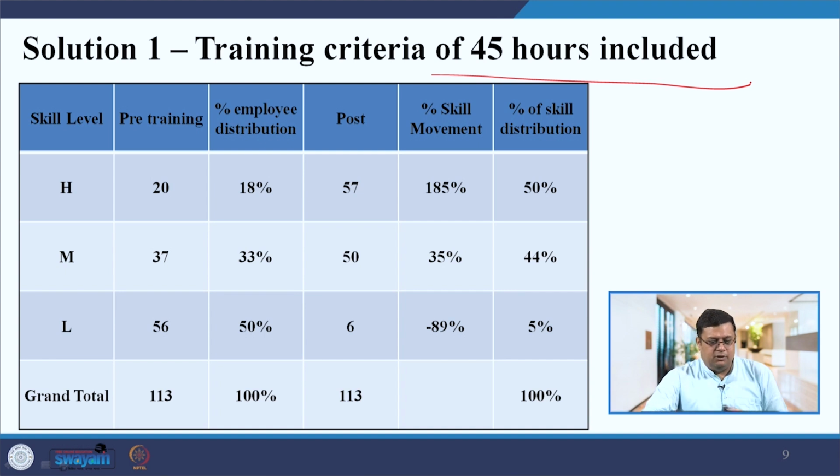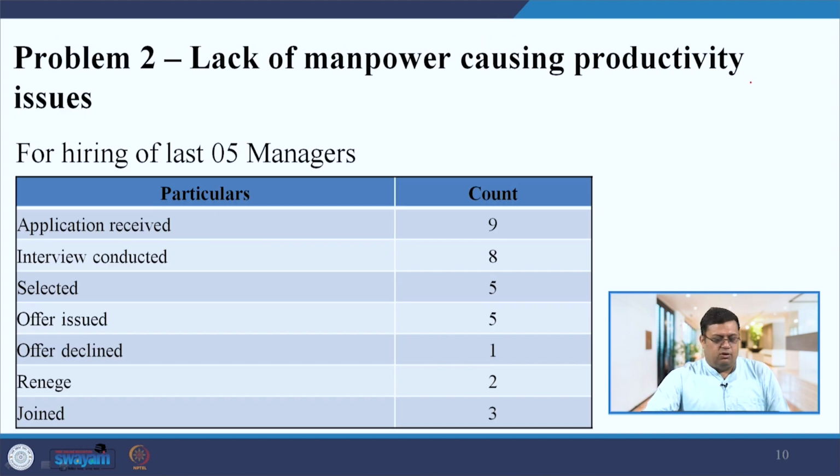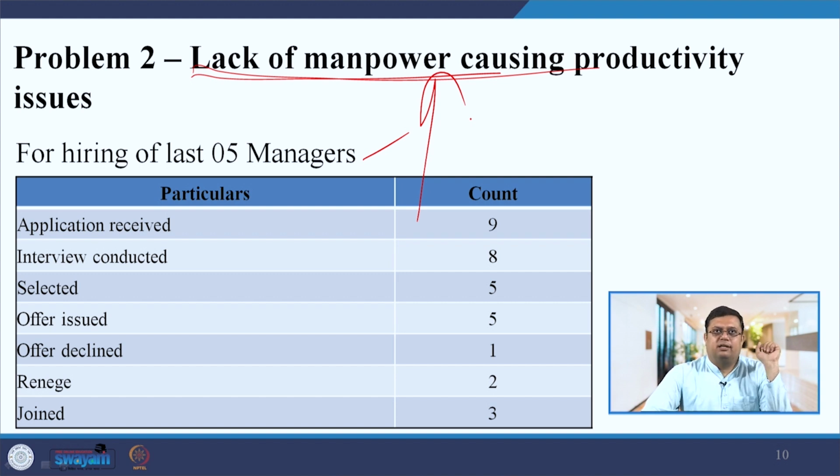So now let us move to the next problem, lack of manpower causing a productivity issue. Here you can see lack of manpower, applications received. So your recruitment and selection yield ratio is mentioned here. You can see that a mismatch is there. The problem is lack of manpower causing a productivity issue, but what is presented here? Recruitment and selection data is presented. So how will it give you an idea of how shortage of manpower is hurting the productivity?